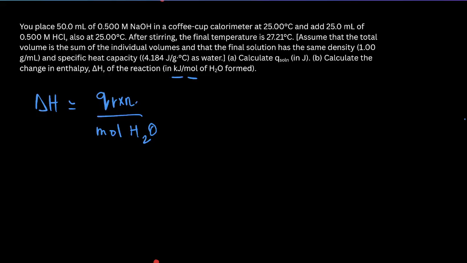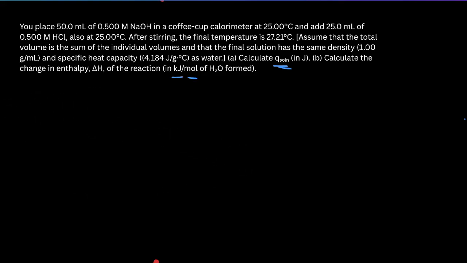And so we already know our Q of reaction because, well, we know that this Q of reaction is the negative of our Q of solution. And we just calculated this Q of solution earlier to be 693 joules, and so our Q of reaction is just negative of that, negative 693 joules. So now we just need to find the number of moles of water that we're producing.